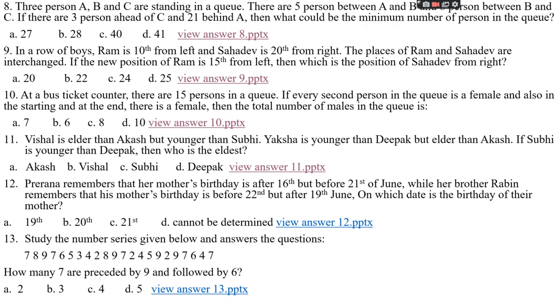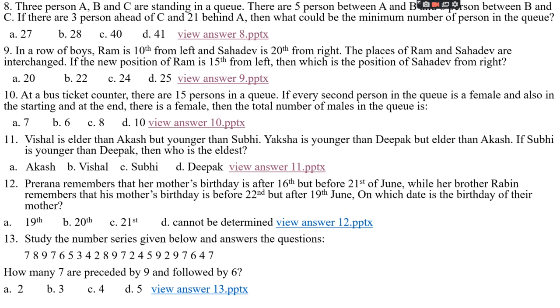Question number 12. Prerna remembers that her mother's birthday is after 16th and before 21st of June, while her brother Ravin remembers that his mother's birthday is before 22nd and after 19th of June. On which date is the birthday of their mother?